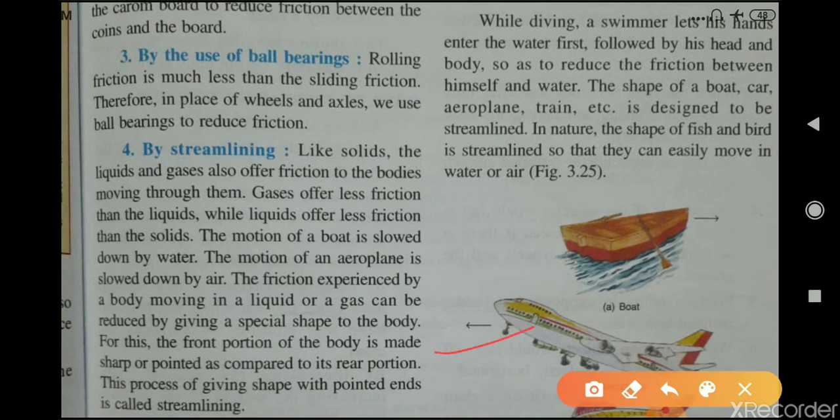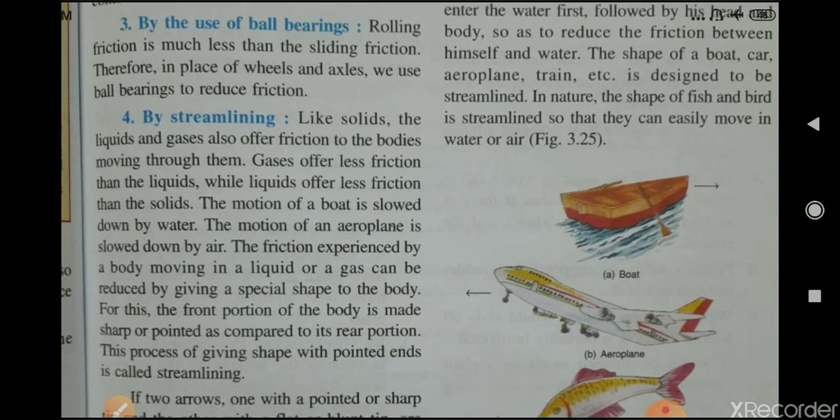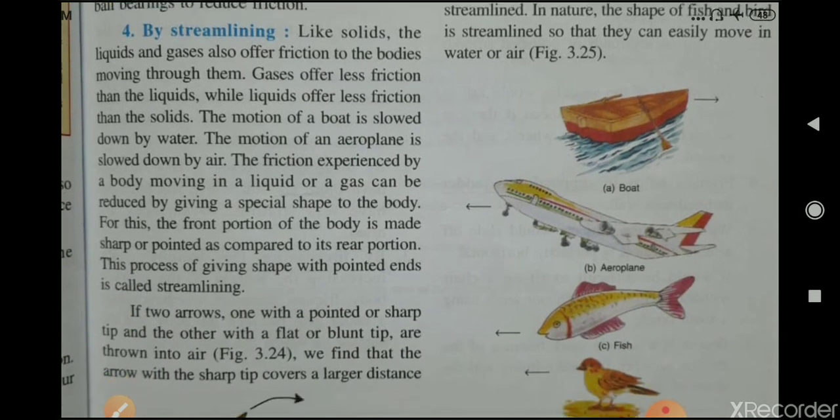In nature, the shape of fish and bird is streamlined so that they can easily move in water or air. So for bodies that move in water or air, we can reduce friction by making them streamlined. Means making their shape a streamlined shape, which means that their bodies are pointed at the ends and broad at the middle. So these are the ways to reduce friction.